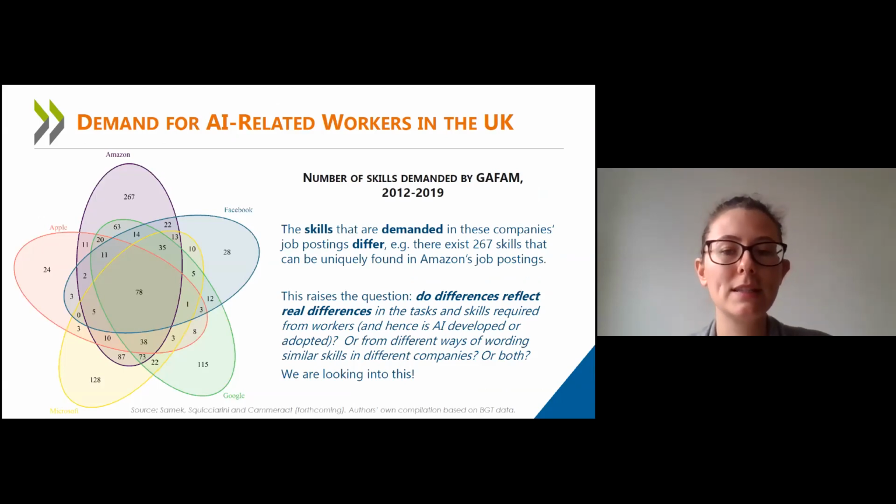But at the same time, you can see that, for instance, for Amazon, almost 270 skills are really only uniquely found in Amazon's vacancies. So this raises the question if employers really require such different skill sets, which might well be because in these AI jobs, as I was saying earlier, some of them are looking for these kind of core AI developers that are really advancing in AI. Others might be looking more for AI adopters. But it could also be a simple explanation of different wording used in these different vacancies by these employers. It could be also a combination of both. And so we try to look into this right now.